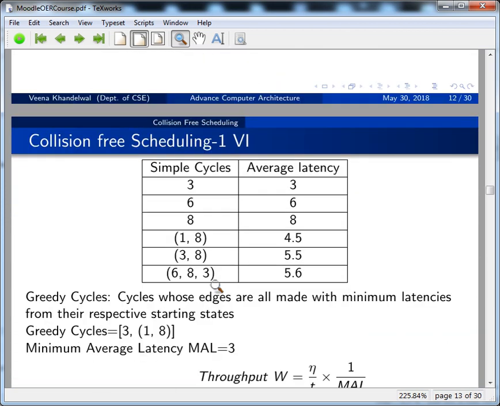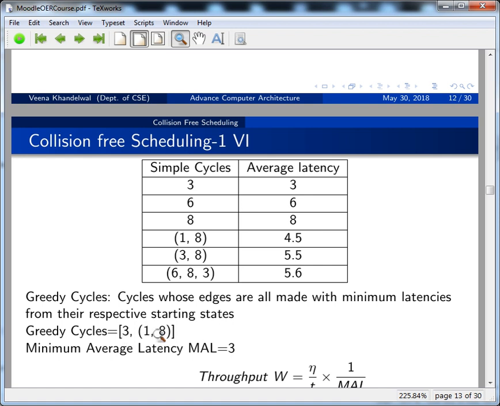Now after writing the simple cycles, we find out the average latency for 3, 6 and 8. We find the average of these numbers. A cycle is greedy if all its edges are made with minimum latency. So out of these three, the minimum latency is 3, so we write 3. Out of these, because the destination is 8, the minimum latency is this one, so we write state 1 and 8 as a greedy cycle.